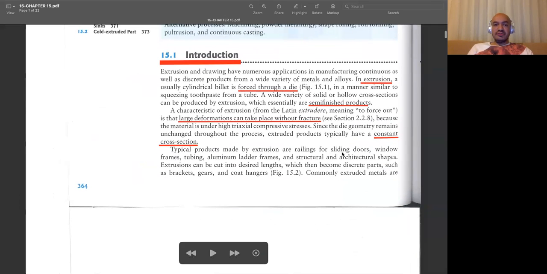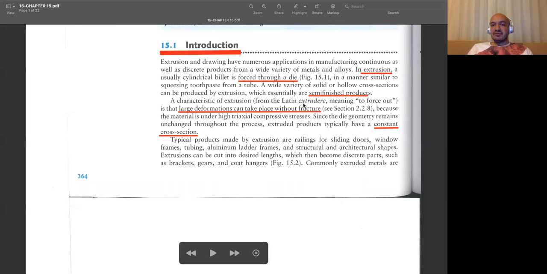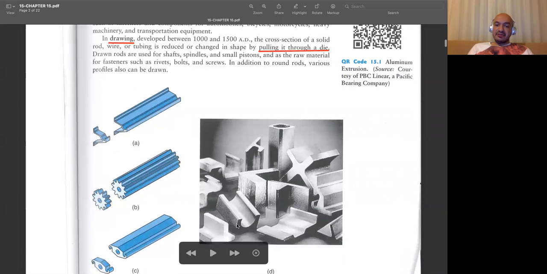And in this extrusion process, since you're applying too much force, we don't want to have any fractures and cracks on the workpiece, but it should be changing its shape. And that's why the name comes from the Latin word extrudere. It's about forcing out. We have large deformations on the workpiece, and we have no cracks, no fractures on the material. And as you have seen in the example products, always the cross section is constant.